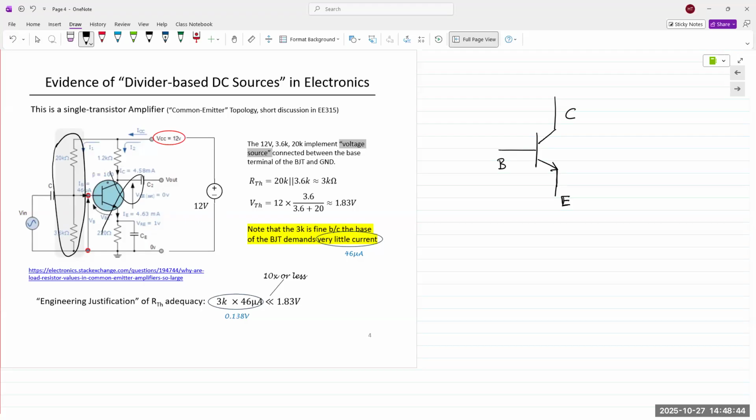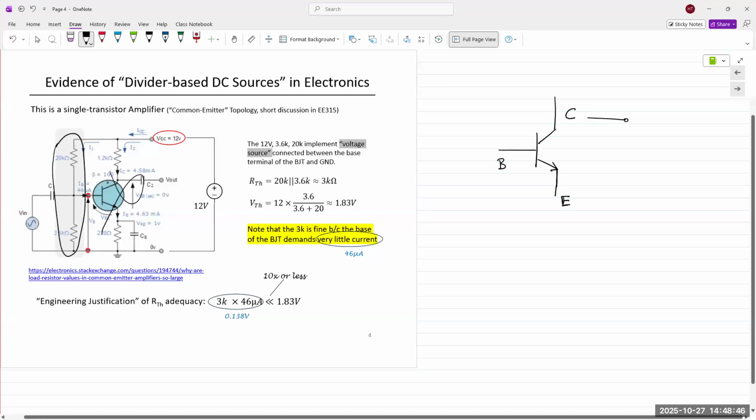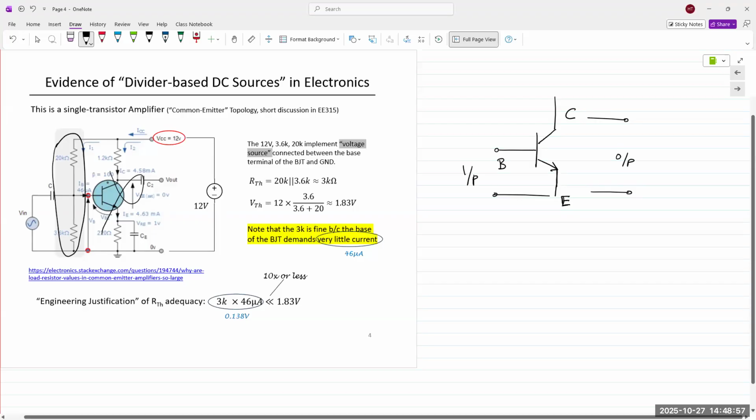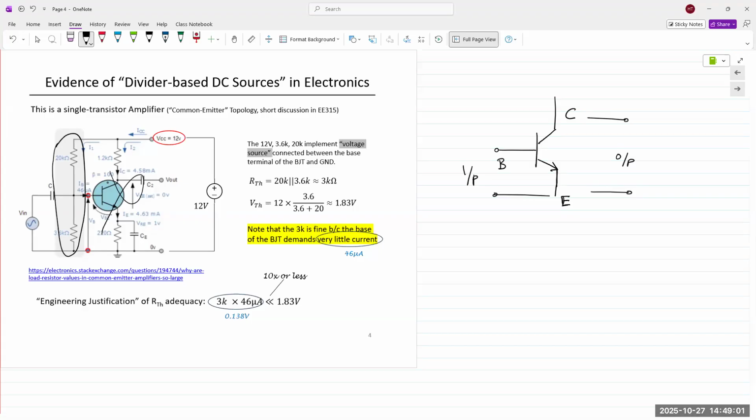The information that I want to talk about here is in this kind of 3-terminal device, one of the terminals is common to the input and the output. In this case, it's the emitter, E. Okay, so it's common on the input side, and it's also common on the output side.